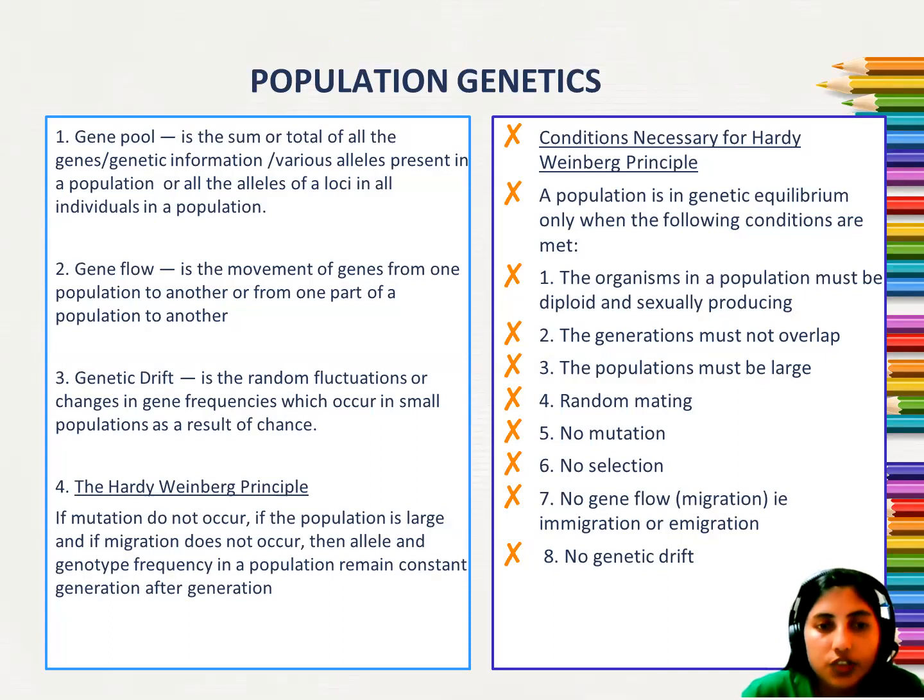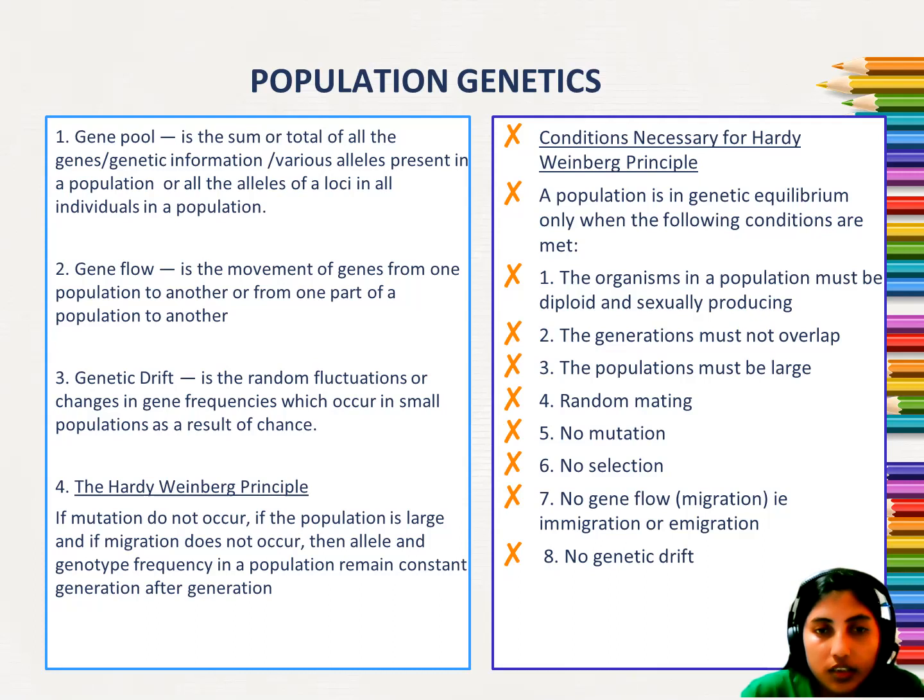First one is gene pool. Of course, it is the sum or total of all the genes, genetic information of various alleles present in a population, or all the alleles of a loci in all the individuals in a population. Gene flow: movement of genes from one population to another, or from one part of the population to another. Genetic drift: random fluctuations or changes in gene frequencies which occur in small populations as a result of chance.